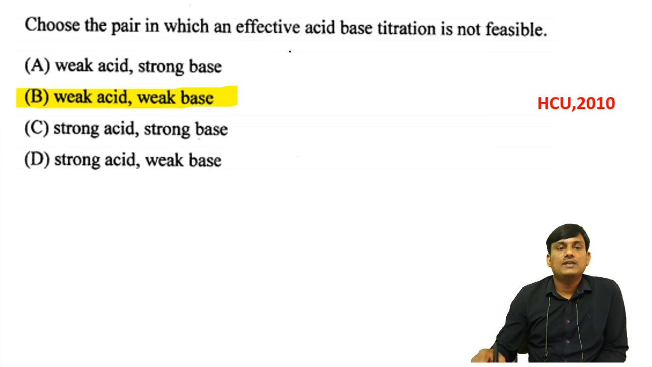Choose the pair in which an effective acid-base titration is not feasible. For a weak acid and weak base, the titration is not possible because at the equivalence point there is no sharp change in pH value, and also there is no sharp change in color. We cannot identify the color change. There is no suitable indicator for weak acid and weak base. So the titration between weak acid and weak base is not feasible.